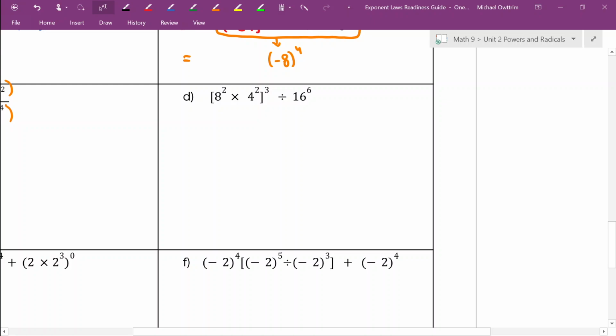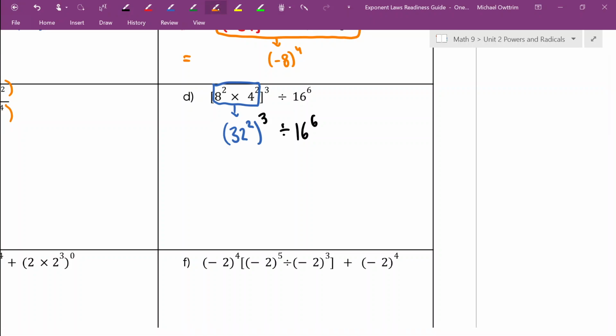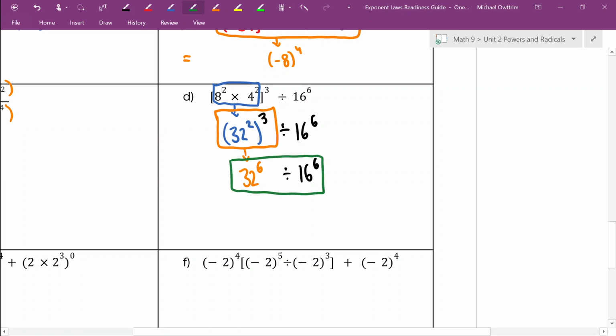In question D, we are going to start inside our brackets. So we know that our 8 squared times 4 squared, we can combine those since they have the same exponent. This will be 8 times 4, which is 32 squared. And then we've got our exponent of 3 outside there. When I raise a power to another exponent, I multiply their exponents together. So this will be 32 to the 2 times 3. 2 times 3 is 6. And then to finish off this division, I have here two powers with the same exponent, so I'll combine their bases. 32 divided by 16 is 2 exponent 6.